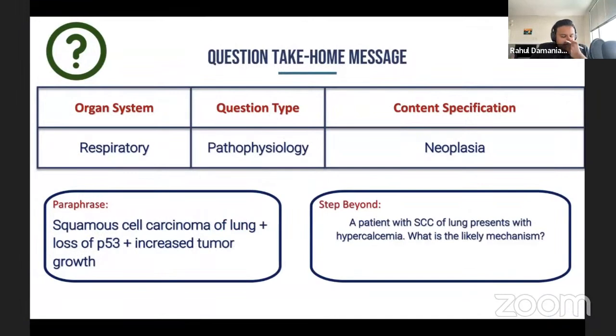So this was a pathophysiology based question, and let's go ahead and go a step beyond. A patient with squamous cell carcinoma of the lung presents with hypercalcemia. What is the likely mechanism? Go ahead and put your answer into the chat box. Very nice. You got it. It is going to be increase in PTHrP. Remember that that acts just like parathyroid hormone. So you're going to have hypercalcemia as osteoclasts are going to be activated. You're going to have low phos, and you are going to have an elevation in 1,25 vitamin D.